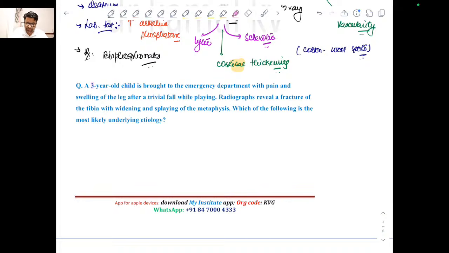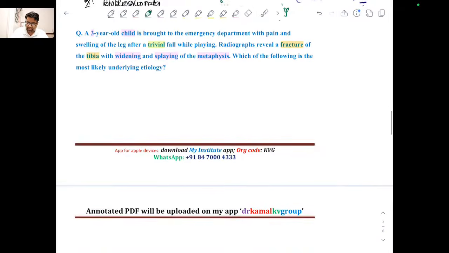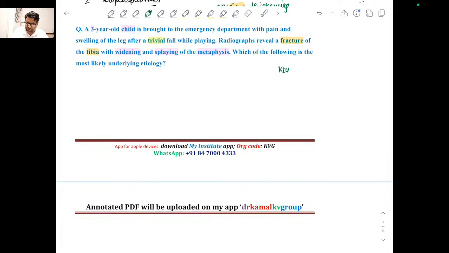A 3-year-old child is brought with pain and swelling of the leg after a fall while playing, and there is a fracture of the tibia. Now the injury is very minor, a trivial fall, and there is a fracture of tibia, but what is classically given to us here is widening and splaying of metaphysis. The moment you have this particular word, I think there should be no doubt whatsoever. So again, we can write the keywords first.